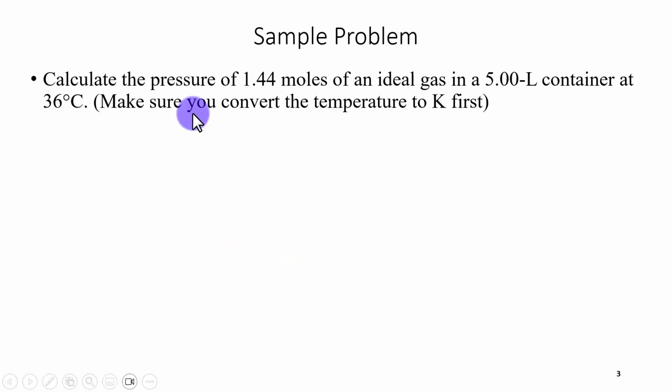The next sample problem asks you to calculate the pressure using the same ideal gas equation. So P times V equals N times R times T. In this case, we have 1.44 moles given to us. We have the volume, a 5-liter container at 36 degrees Celsius. So make sure you convert the temperature to Kelvin first. Set up P times V equals N times R times T, and then solve for the pressure.